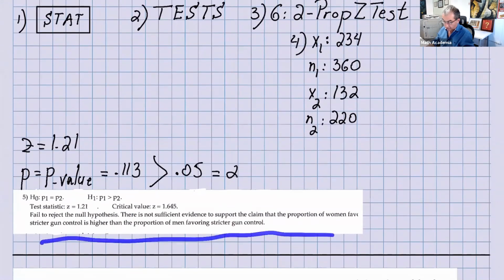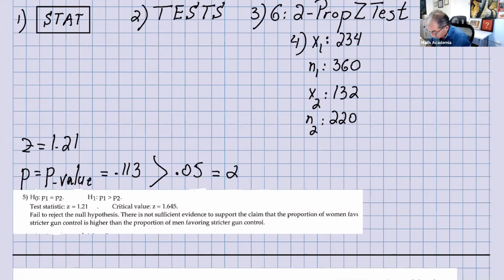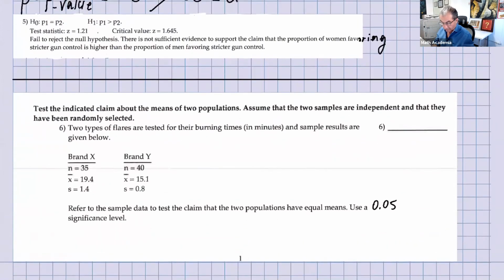And I have the solution here. Let's read the solution. Fail to reject the null hypothesis. We got that. There is not sufficient evidence to support the claim that the proportion of women favoring stricter gun control is higher than the proportion of men favoring stricter gun control. So number 6.